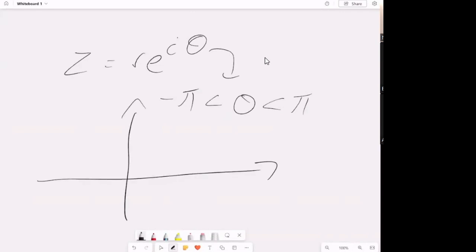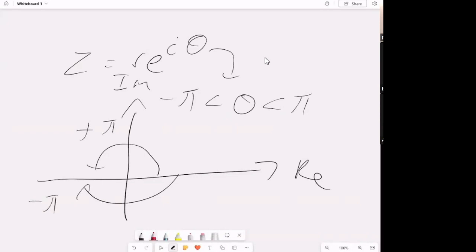You can think of it as some intuition. Positive pi is here, and negative pi is here. Because if let's say your complex number is here, even though you start from here, there's an easier way to go from here to here instead. So we do it here, just that we change the sign to be negative.